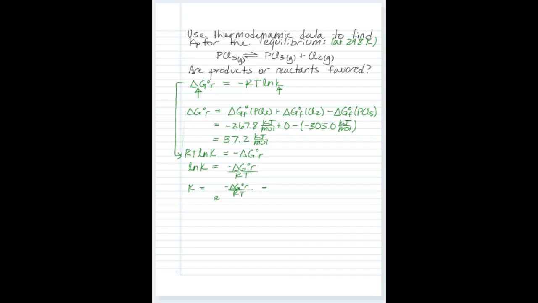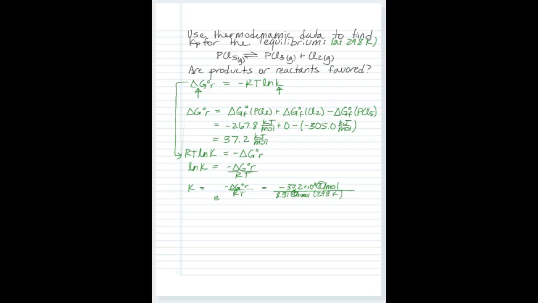So now we can plug in our values, and we have the delta G that we came up with up here, so it's 37.2 times 10 to the third joules per mole. The reason that I changed that into joules is because I know that my R value has joules in it: 8.31 joules per Kelvin mole. Because that's in joules, they cancel each other out. And then my temperature is 298 K.